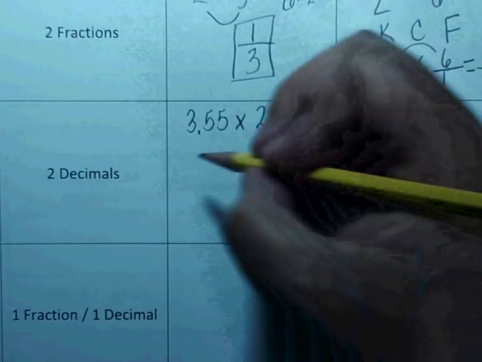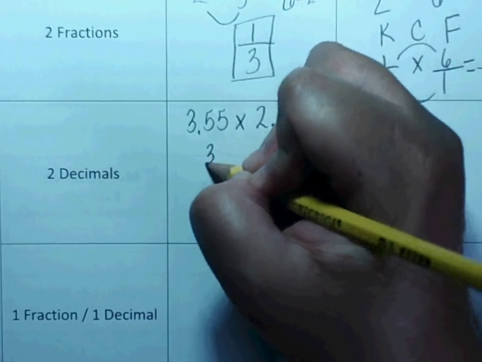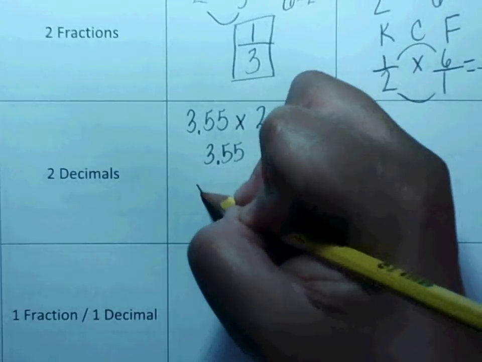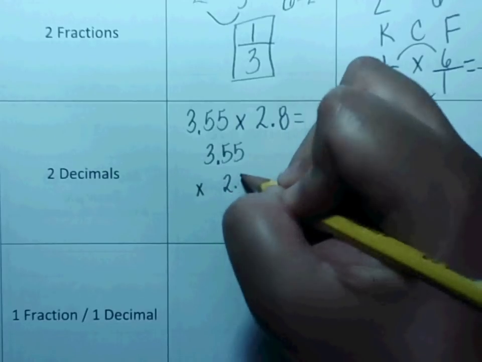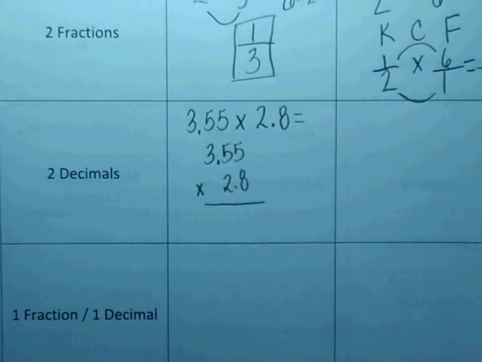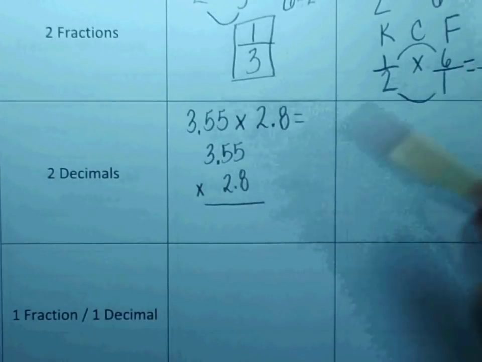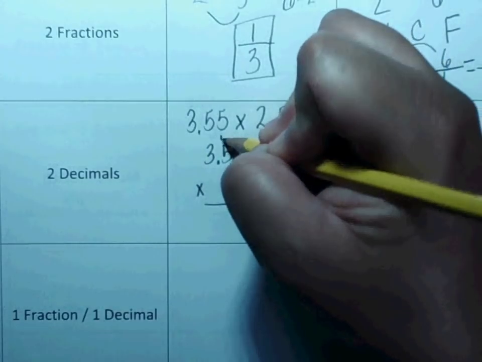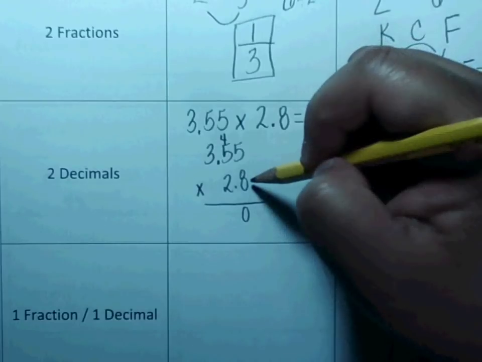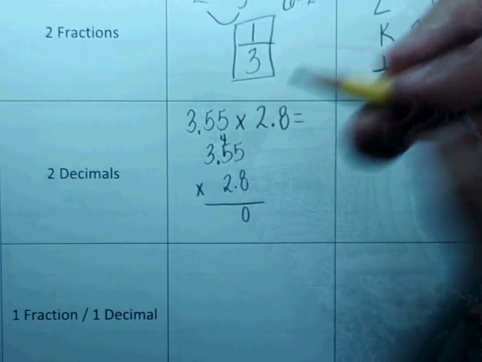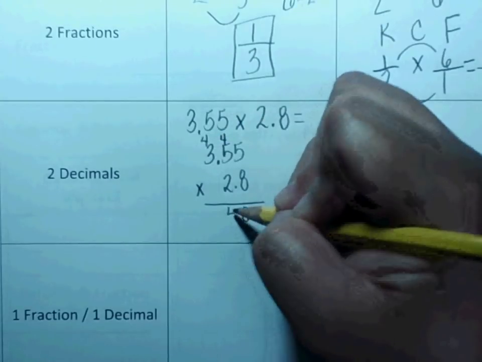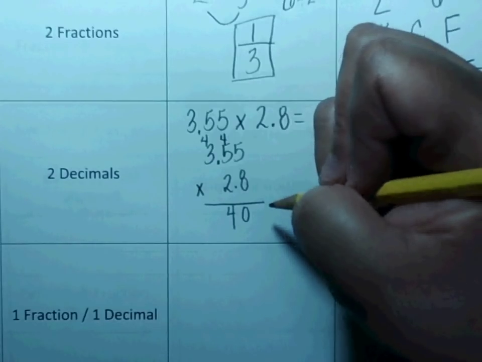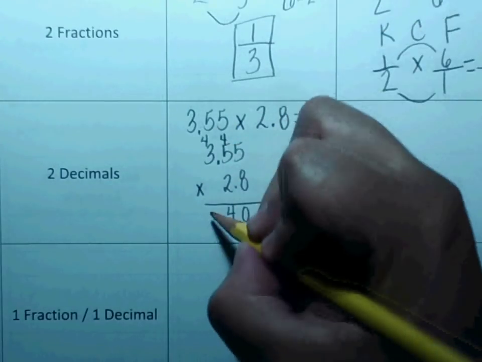So the first thing we're going to do is line these numbers up. And when you're multiplying decimals, you do not line up your decimals. You line up your numbers to the right. And once you have them lined up, then you're just going to start your basic multiplication. So 5 times 8 would give me 40. 8 times 5 is 40 plus 4 is 44. 8 times 3, 24 plus 4 is 28.